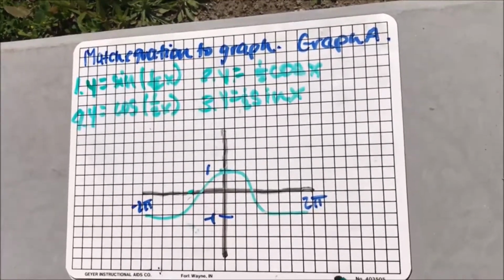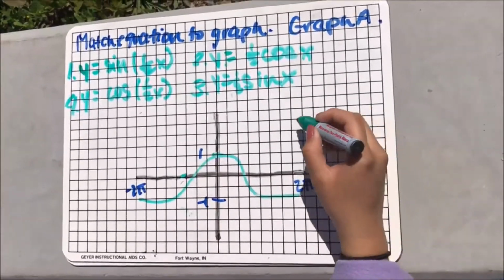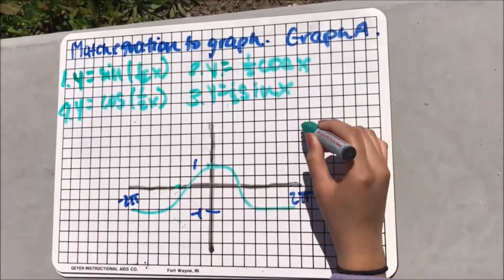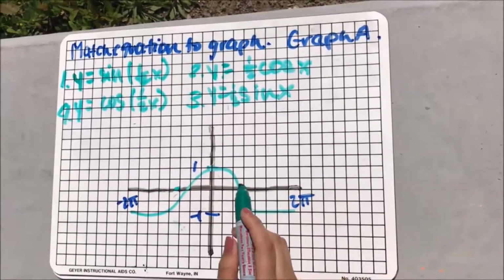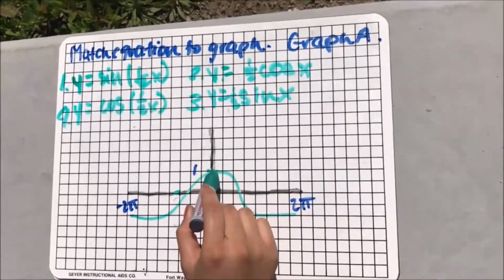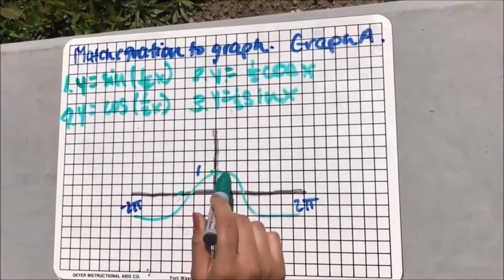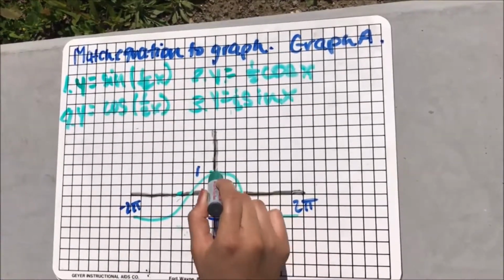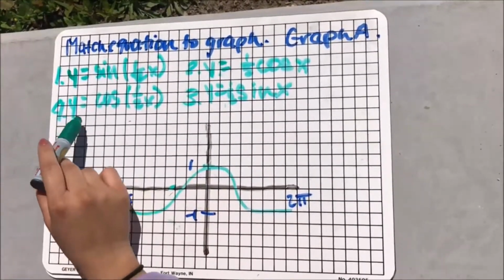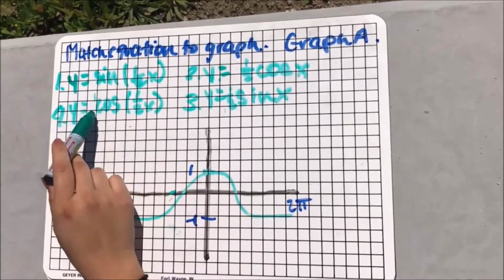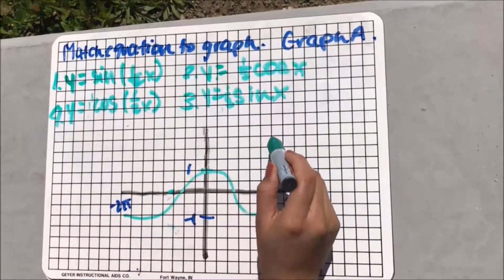From previous knowledge, we know that the graph of cosine starts at 1, and this graph starts at 1. We know that the amplitude is 1, and so number 4 has the amplitude of 1, so the answer is 4.